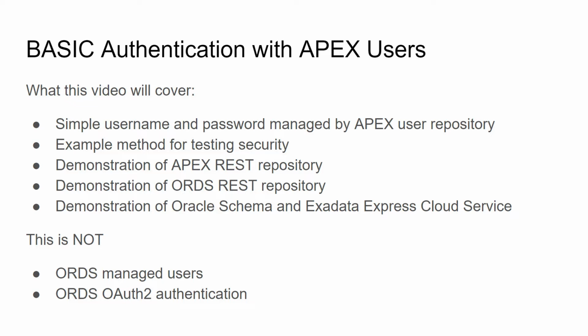We'll set up an example testing method, and then also highlight the differences between using Apex REST repository versus an ORDS REST repository, both of which do work with the basic authentication. We'll finish the example with discussion of the Oracle Cloud Services of Schema Service and Exadata Express and how their authentication for BASIC works a little bit differently. For this video, we're not going to cover ORDS managed users or using ORDS OAuth 2 authentication.